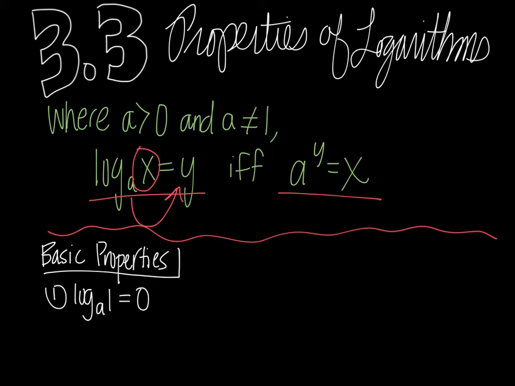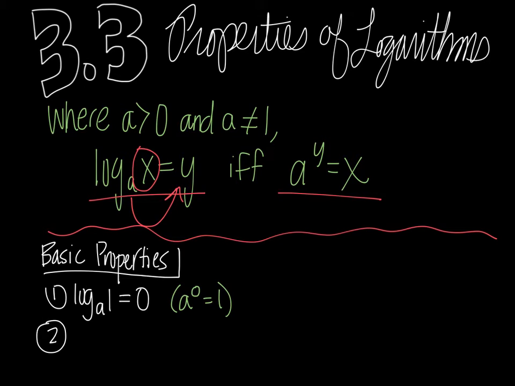Let's talk about why this is the case. Really, if you rewrite it in exponential form, it makes complete sense. Because if I rewrite it in exponential form, that's going to say a to the 0 equals 1. So, of course, that makes sense. So that's saying the log that has any base of 1 is always going to equal 0. Because anything to the 0 power equals 1.